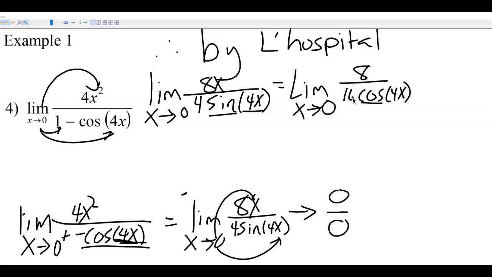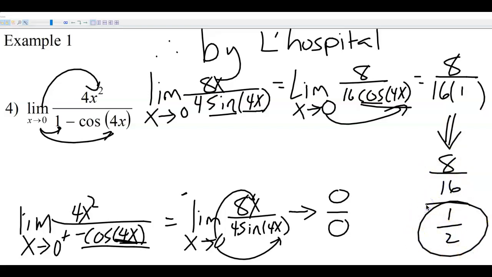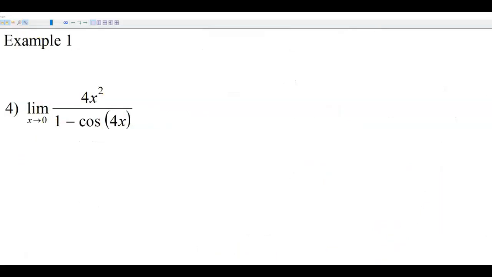And then we do our direct substitution. We're going to get 8 over 16 times cosine of 0. If you plug 0 in there, cosine of 0 is 1, so that's just going to be 1. And so now we have 8 over 16, which is 1/2. Final answer. So that was an example where, once again, we had to end up doing L'Hopital twice. Sometimes that'll happen. All right, well, let's go ahead and get you guys some student practices to do.